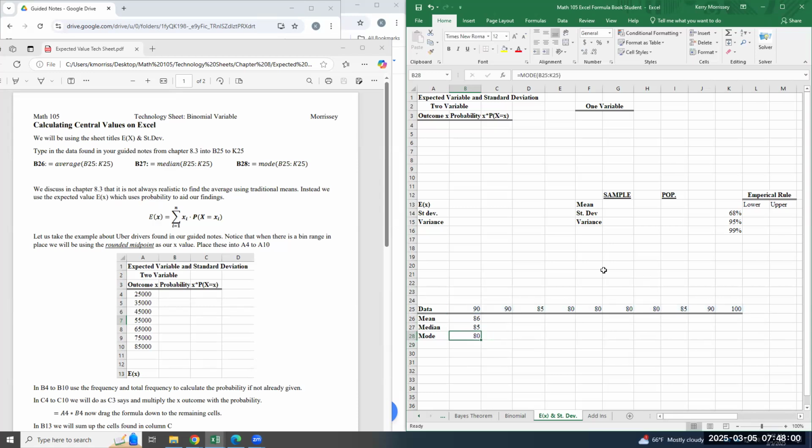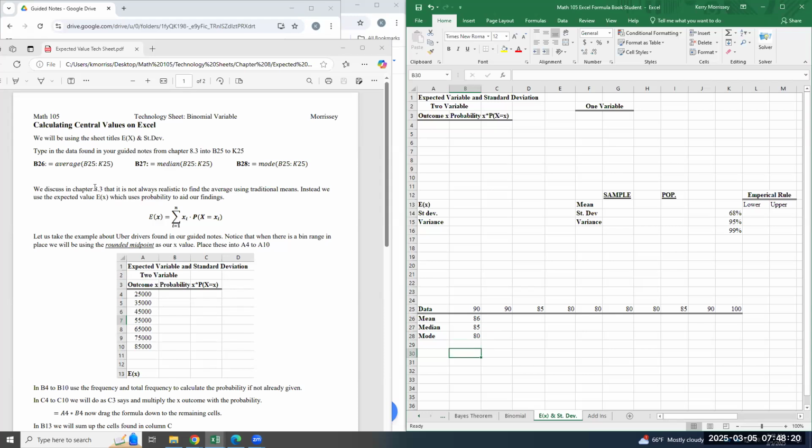So mean, median, mode can still be calculated on Excel very quickly. Notice that you do not have to put it in any particular order. Just as long as you have all of your data listed out, we should see your mean, median, and your mode. And based on your lecture, we should already know exactly what those are.